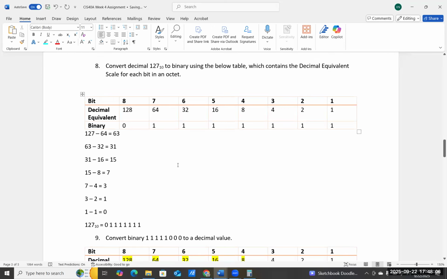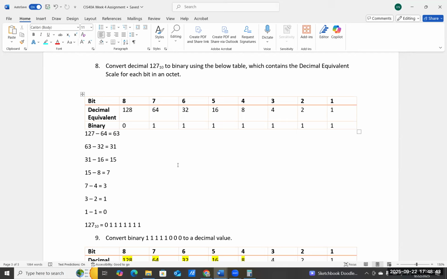To start, 127 is less than 128. We cannot subtract, so put a 0, too small. So we go to the next bit, the 7th bit. 127 minus 64. As you subtract it, you put a 1, and you have a 63 remainder. Then 63 is larger than 32, so I can subtract it. 63 minus 32, I put a 1 for the 6th bit. And then I have a 31 remainder, and you keep going.